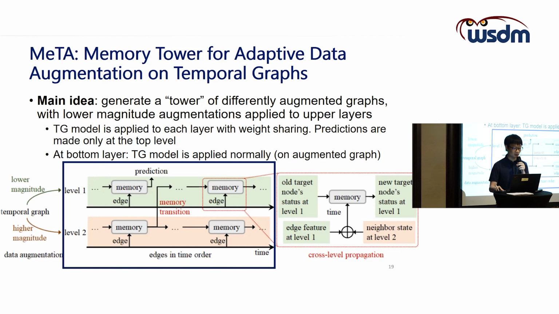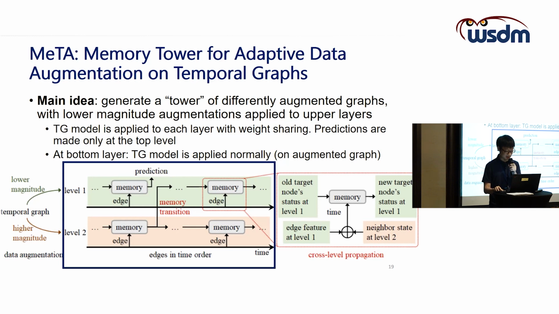For the bottommost level, this extreme bottom over here, the TGN model is applied exactly as in the original form, exactly without any changes. But in the upper levels, there is a change that we need to make, which is shown in this picture over here. This is called the cross-level propagation.